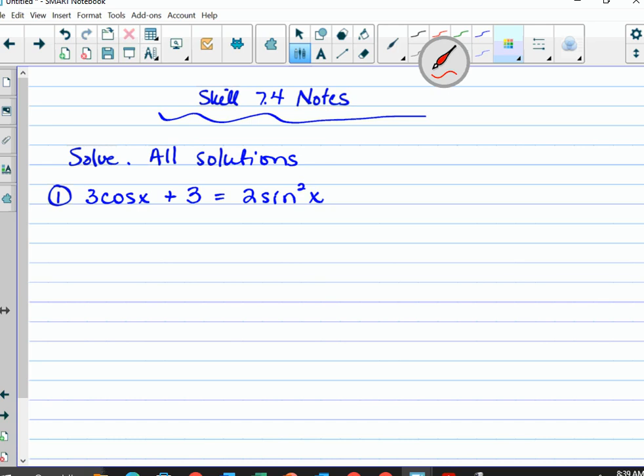All right, guys. Hopefully you've written it down. Okay. Kind of hard to solve it when we have cosine and sine happening in the same problem, because it doesn't lend itself to factoring, anything like that. We need to turn the sine squared into something with cosine because we can rewrite that without sine. So I'm going to leave the left side alone for now. 3 cosine x plus 3 equals 2, and then in parentheses, instead of sine squared, I'm going to write 1 minus cosine squared.